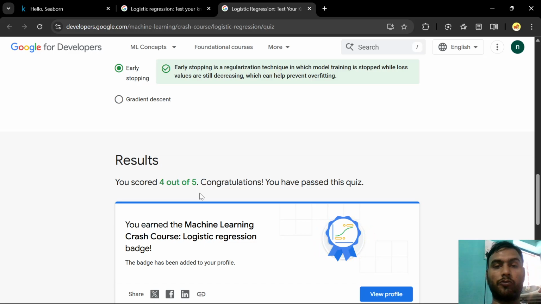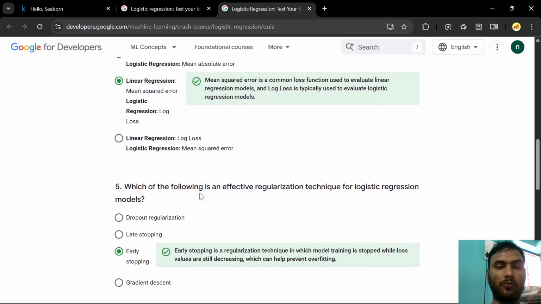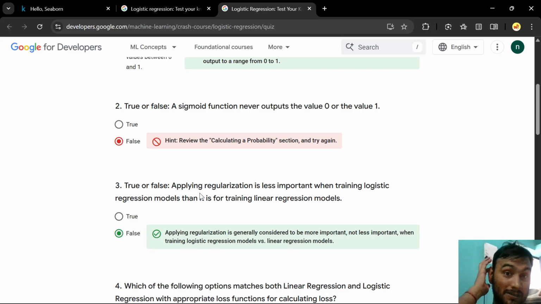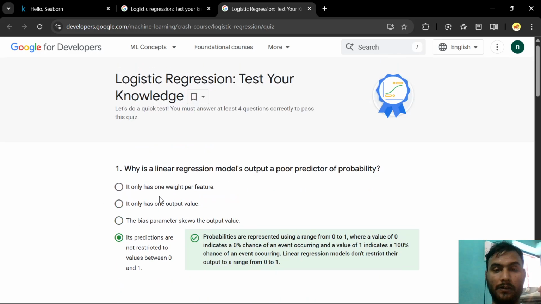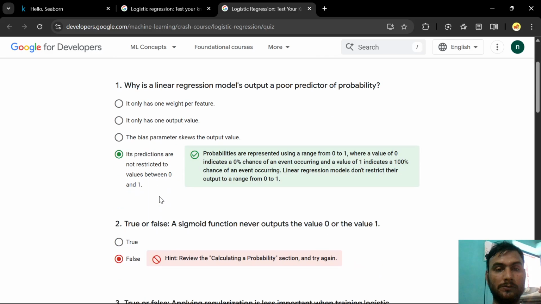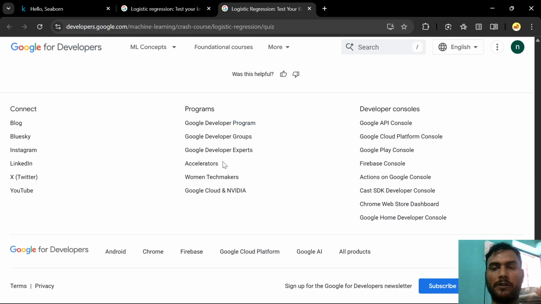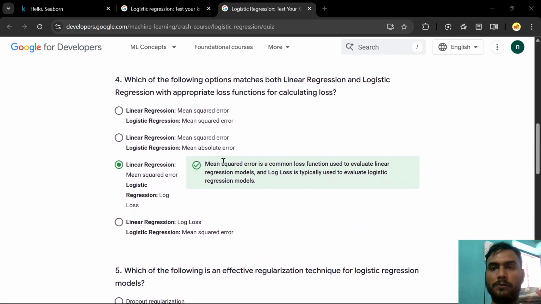I have scored 4 out of 5. This one is correct, this one is correct. A sigmoid function never outputs the value 0 or the value 1. Review the calculating probability section. I will read more, but I think the rest are correct.